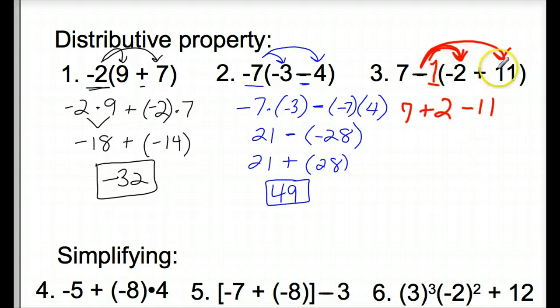So now your parentheses signs are gone, and all you have to do is order of operations. So you move from left to right, you add 7 and 2 to get 9. You rewrite the rest of the problem. We know 9 minus 11 gives us a negative 2. And you are done.